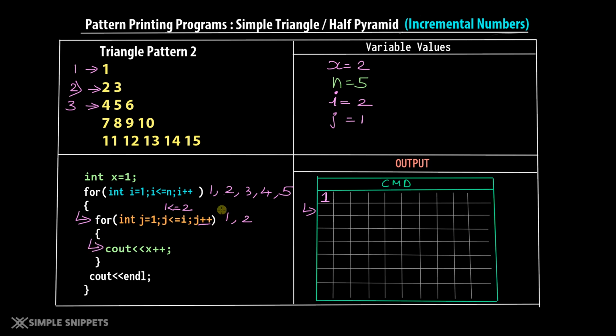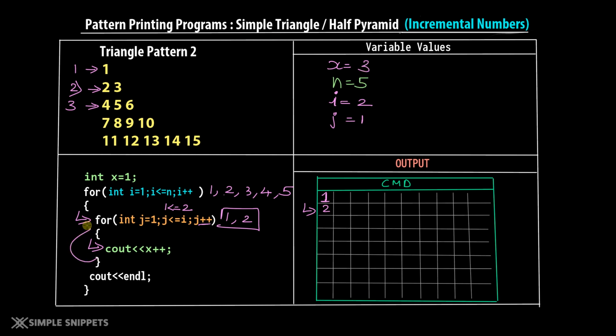And the inner for loop will run 2 times and both times we are saying cout x plus plus. We are not printing j over here. That is because we want this incremental pattern where the number should not repeat. So first time we are saying cout x plus plus. What is the value of x? X is 2. Then it is incremented to 3.